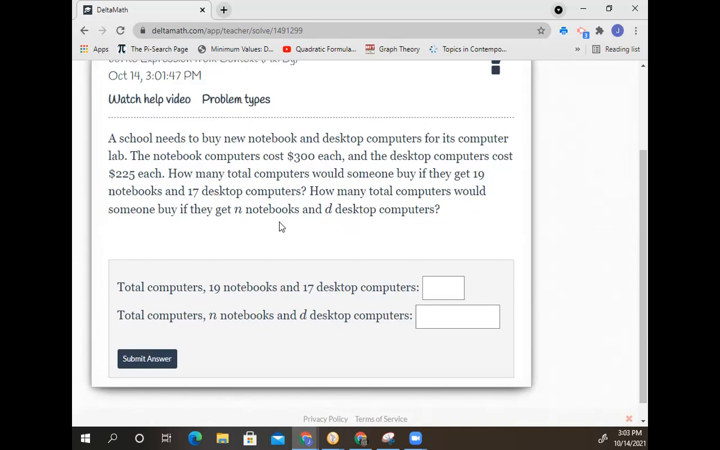And then in the second box, how many total computers would someone buy if they get N notebooks and D desktops? Well, the first time I just added up 19 and 17. So for the second one, for our expression, we're just going to add N and D. So that second box would be N plus D. Does that make sense? Okay. So that's what you're looking at for homework for tonight.